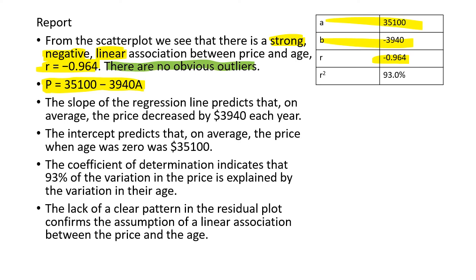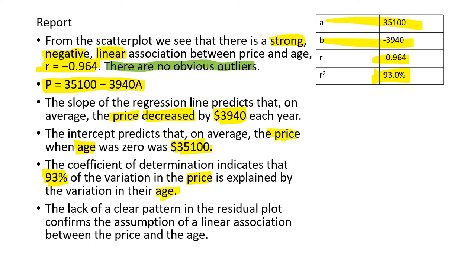And then there's a sentence about the price, and we said decreased 3,940. Remember, we said decrease was negative or increase is positive. Then we said the intercept predicts that on average the price when age was 0. So the price, again, that's just talking about your y-intercept, the A. Then coefficient of determination is 93%. Got that up there. And price and age we have to change every time.